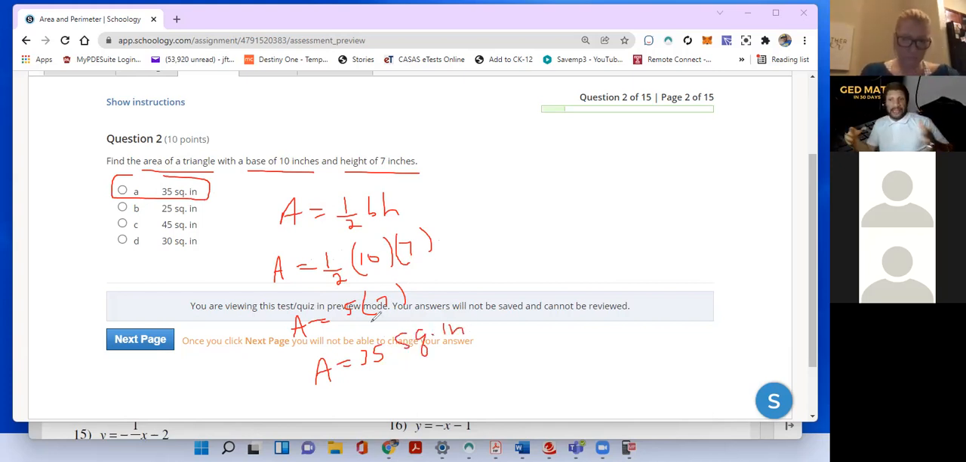Okay, so that's considered an easy problem. Why? It's because you don't have to manipulate anything. They gave you the base and height. All you had to do was plug it in.